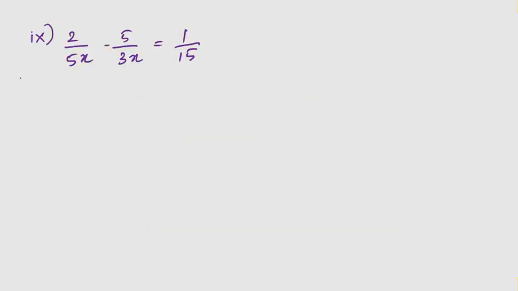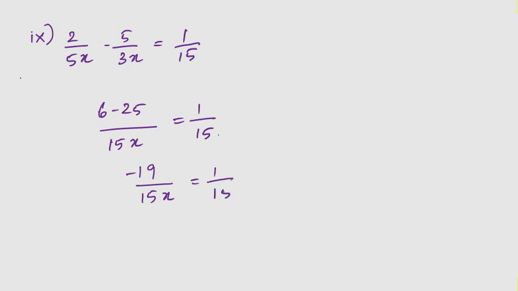Next question, 2 by 5x minus 5 by 3x is equal to 1 by 15. So in the LHS, the denominator part we have 5 and 3. So when we take LCM, we get the value to be 15. So when we solve this, we get 6 minus 25 divided by 15x is equal to 1 divided by 15. So 6 minus 25 we get minus 19 by 15x is equal to 1 by 15. So 15 and 15 will get cancelled. So minus 19 by x is equal to 1. So from here x is equal to minus 19.